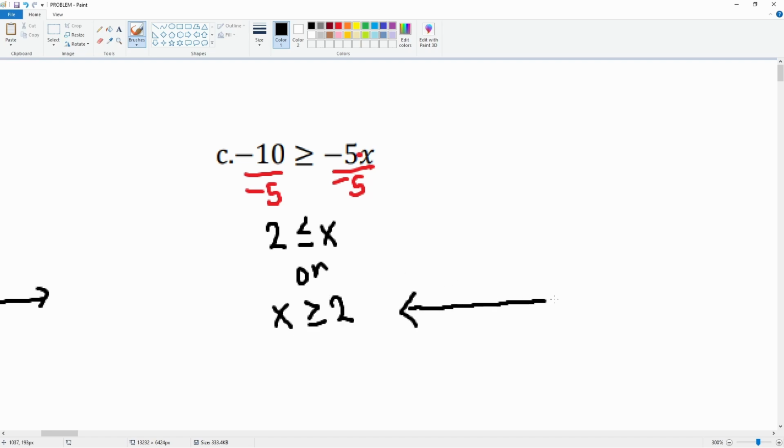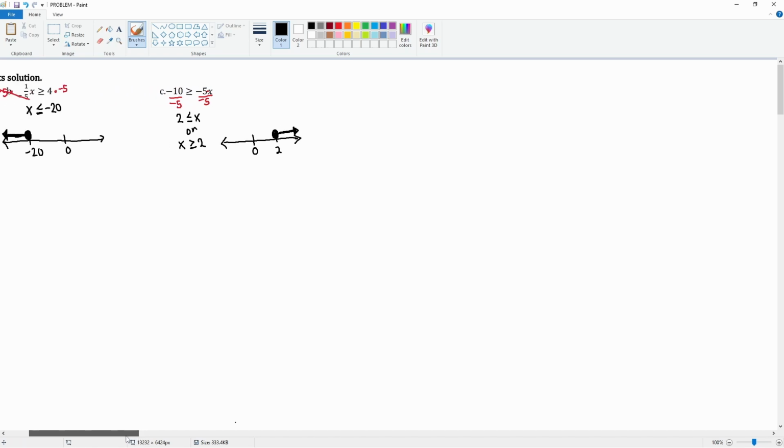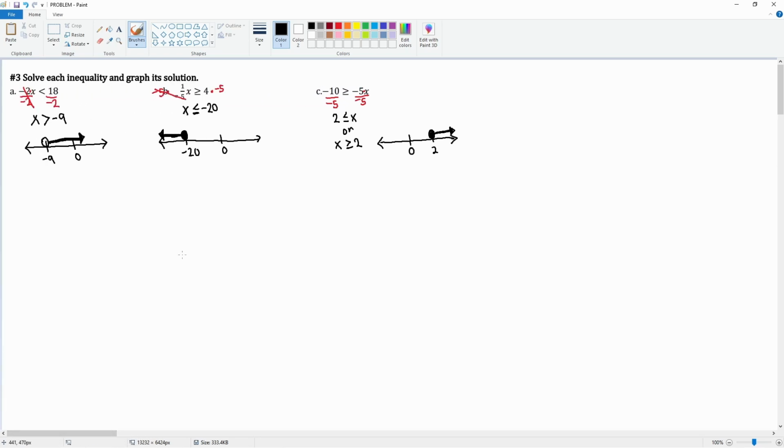Now we can graph it. Okay, here's 0, here's 2. This is closed because of the bar here, and x is greater than 2, so it's all the values to the right of it. Okay, so there you go. So that is how you solve each inequality and graph it.